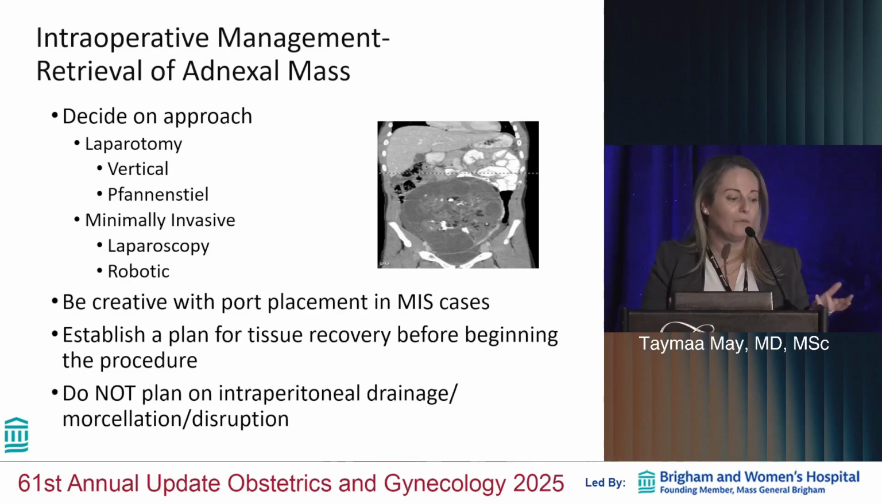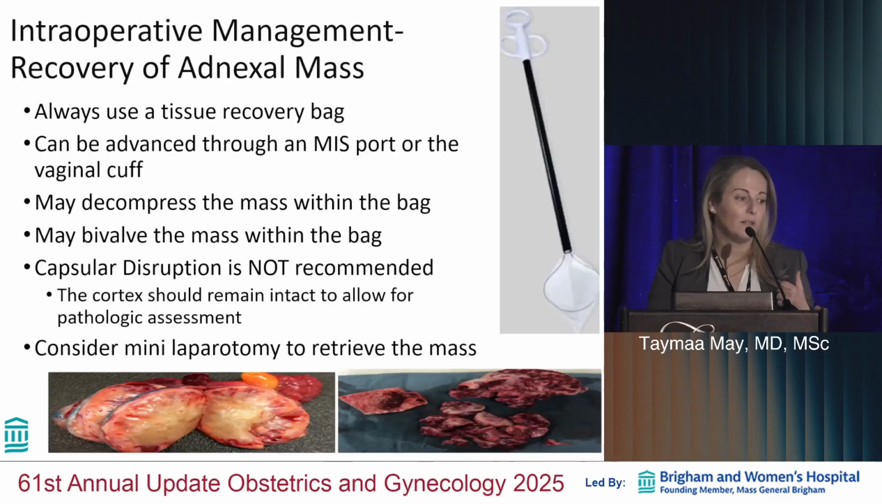Establish the plan for tissue retrieval. We don't recommend that you plan to morcellate or disrupt an ovarian tumor. If it happens accidentally, it happens to all of us, but that should not be the plan, to do it MIS and then morcellate it and remove it, because that would really limit the interpretation on scans and disseminate the tumor intraperitoneally, which is not advised.